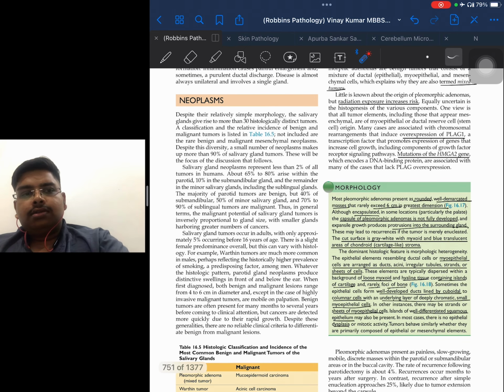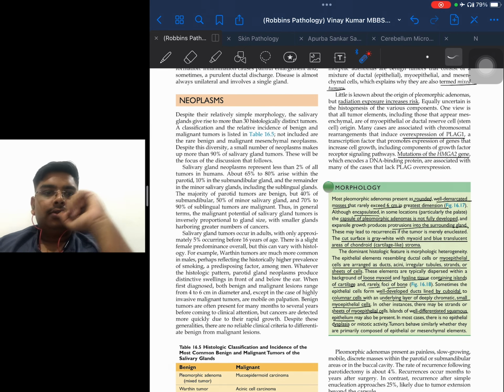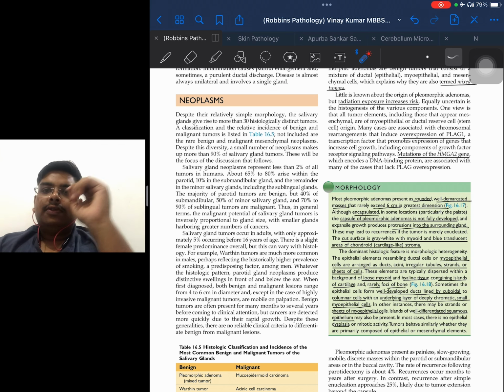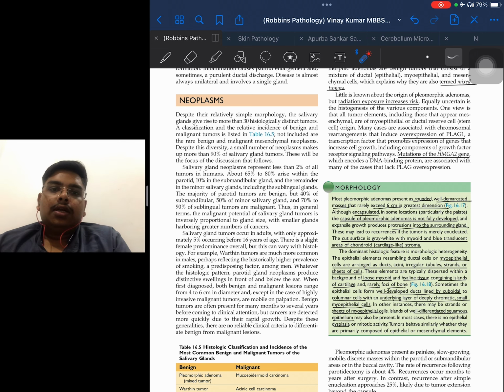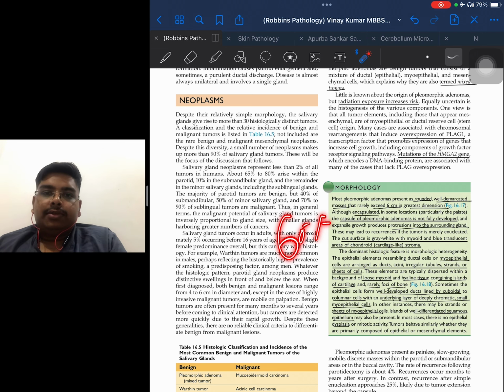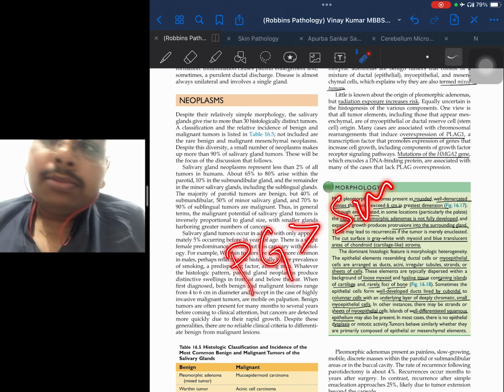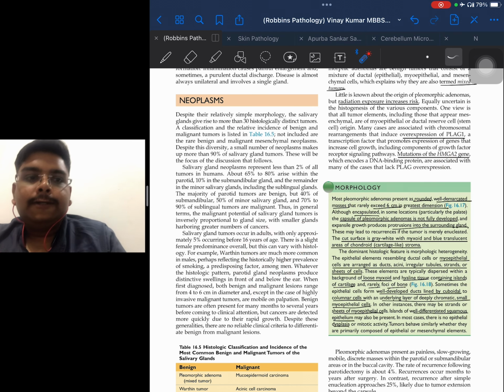Before the morphology, I would like to tell you something. It happens majority in the parotid gland, about 60% of the time. The superficial lobe is around 60%. So, the parotid gland is first, then comes the submandibular gland, then comes the sublingual gland.